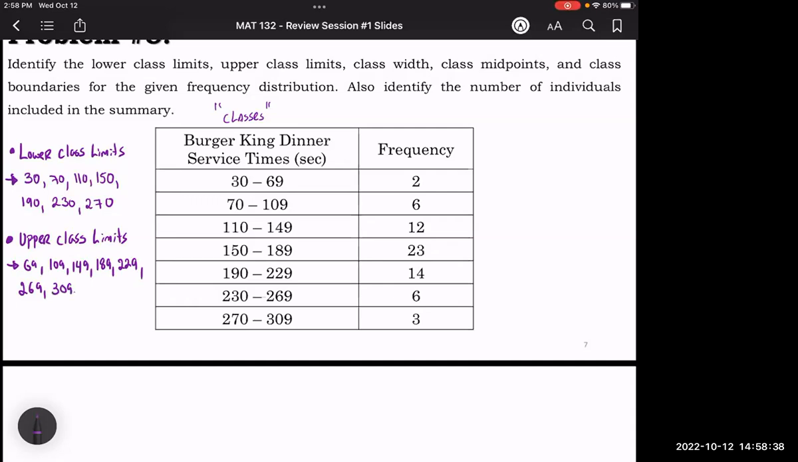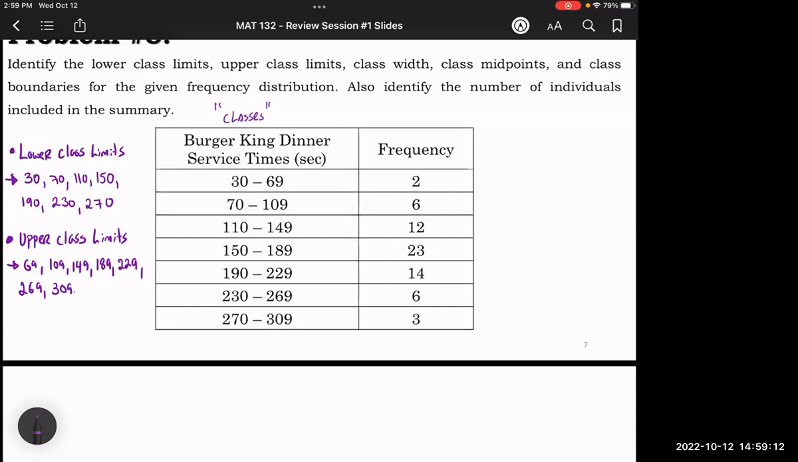Okay, I'm confused about something. Go ahead. So the frequency is how many times we had the number? The frequency is the number of data values that belong in each class. For example, in the first class where you have 30 to 69 seconds, the service waiting time, there were 2 people that essentially waited 30 to 69 seconds. So it's the number of data values that falls in a class.